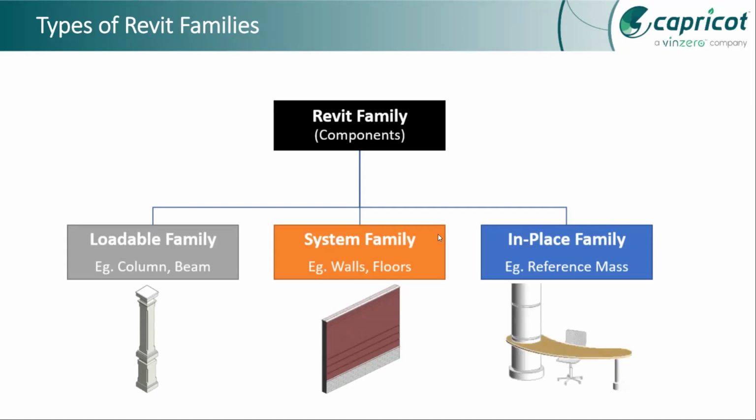And an example of an in-place family is this column and this piece of furniture, or this table that was required over here. So we drew it, we made it through the in-place families according to the requirement, as this would not be available in the loadable family and system family. So we have to develop it through the in-place families. Any type of mass, any type of shape can be developed through the in-place families. There's nothing that cannot be done in Revit.